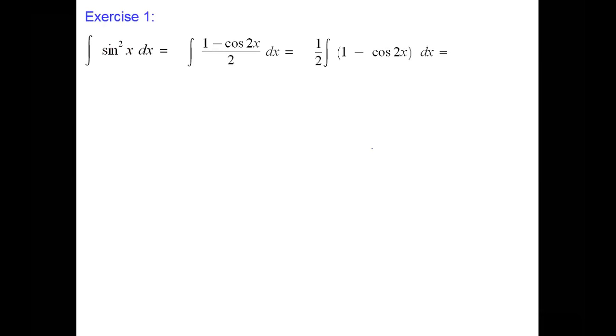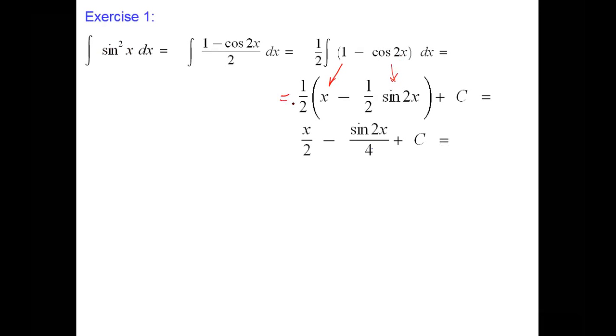Now what I can do: integral of 1 is simply x. Integral of cosine of 2x is sine of 2x over 2. And done. I did distribute the half, but we don't even have to. We can see how fast we can integrate sine squared of x. Please remember the half angle formula. And I make the common denominator.